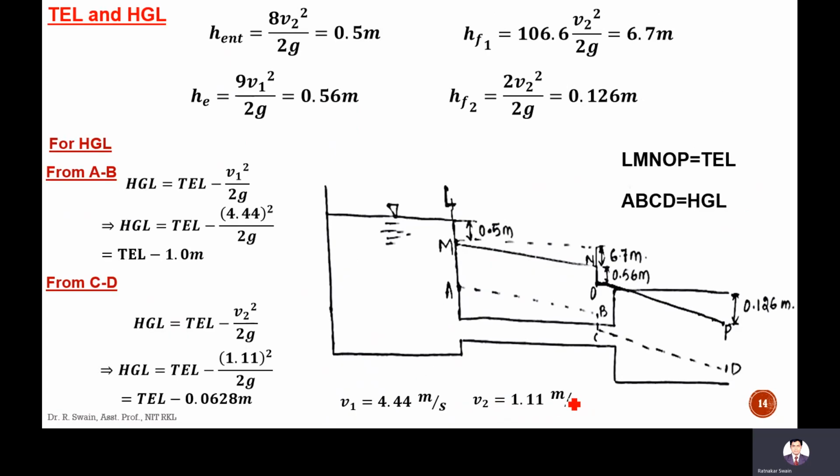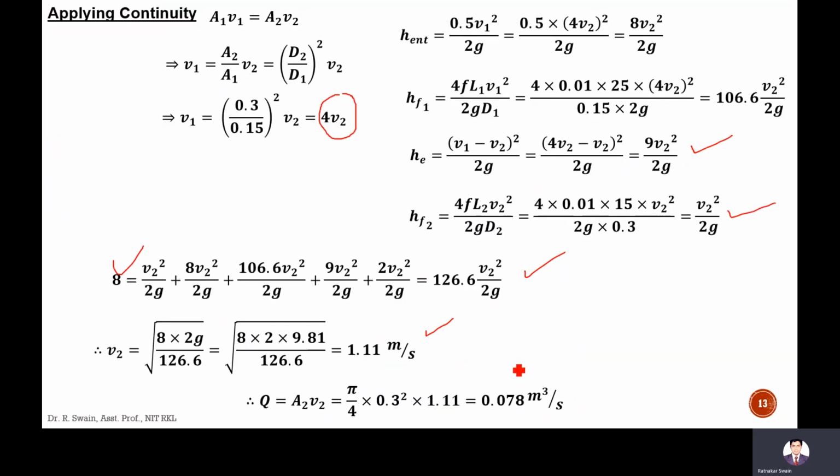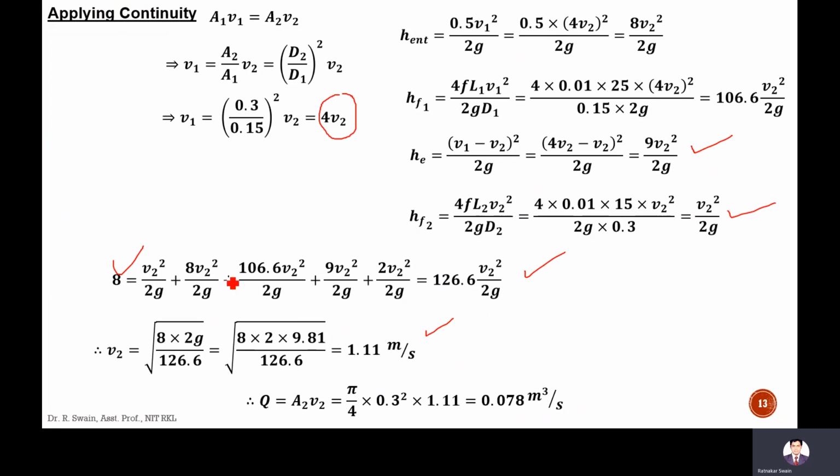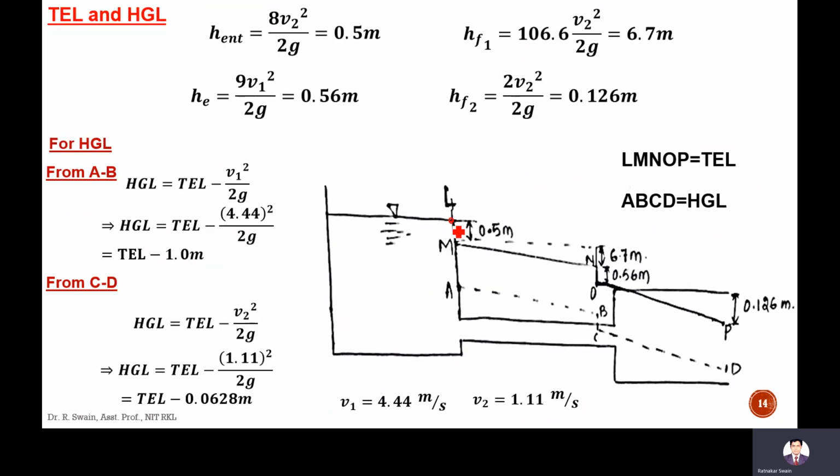Now it's time to draw this TEL. Now we have got V1, V2, and the discharge, and here we have to draw this TEL and HGL. So to draw TEL, it should start from this point. From this point, how much is the total? That value is given, 8 meter. The depth is 8 meter, so it is 8 meter here.